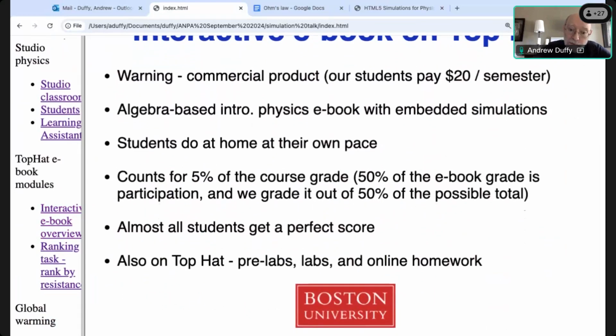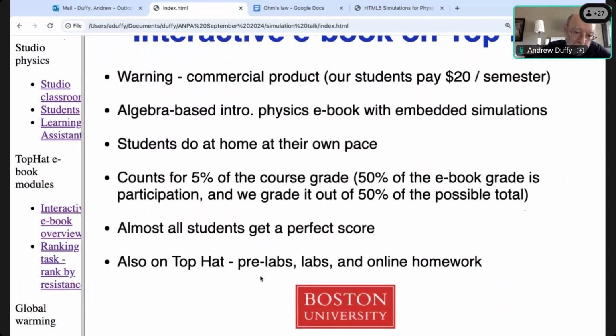We actually have a ton of stuff on Top Hat. We do all our pre-labs there, many of which have simulations embedded in them. All the lab reports actually come in on Top Hat and are mostly automatically graded. Our teaching fellows and teaching assistants have to grade small parts of those. Many of our labs are based on simulations or are kind of hybrid, and they go back and forth between simulations and hands-on material.